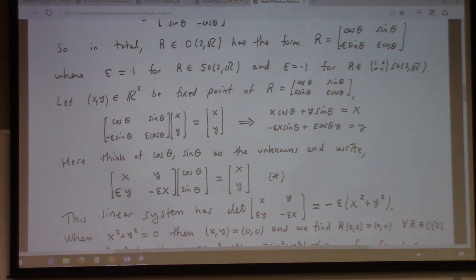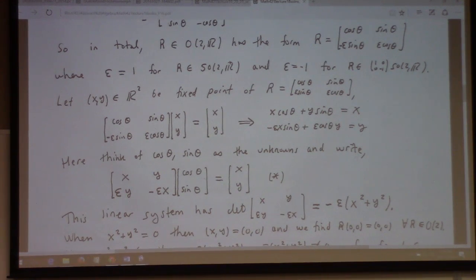And so with that, I can calculate the stabilizers. So I'm looking for fixed points. I'm saying this matrix times xy gives me xy again. That makes it a stabilizer, right? And so that equation gives me this equation. And the unknowns here are cosine theta and sine theta. And basically, we're going to break the calculation up into two parts: epsilon equals 1, epsilon equals minus 1.